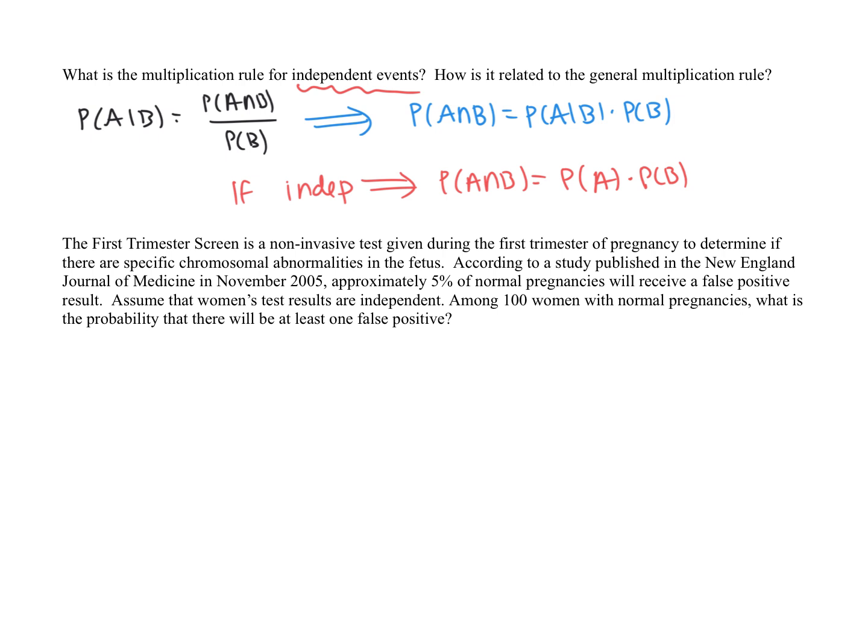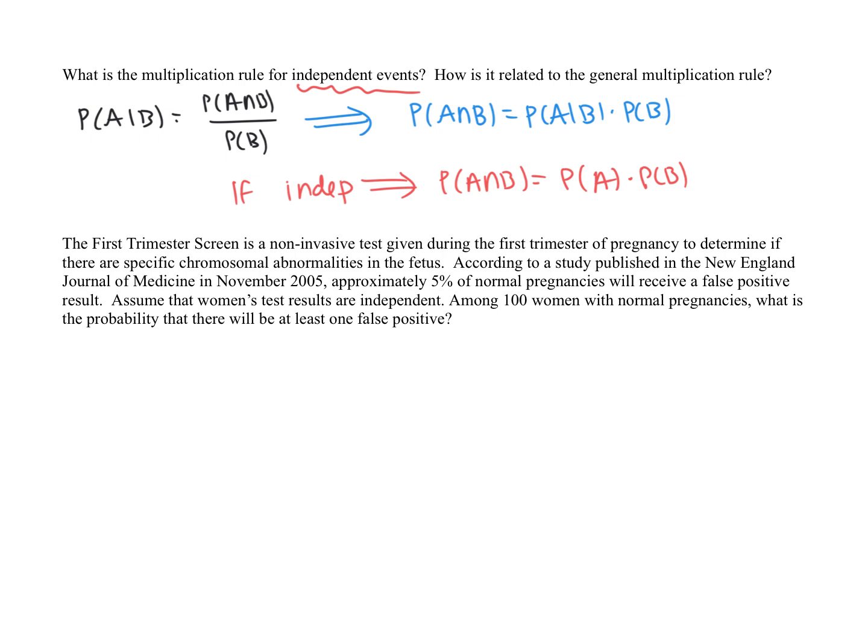Okay. We have 2 more examples, and then we are done with notes. Okay, the first trimester screen is a non-invasive test given during the first trimester of pregnancy to determine if there are specific chromosomal abnormalities in the fetus. According to a study published in the New England Journal of Medicine in November of 2005, approximately 5% of normal pregnancies will receive a false positive result. Assume that women's test results are independent.